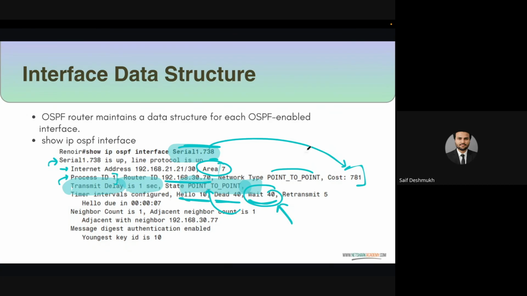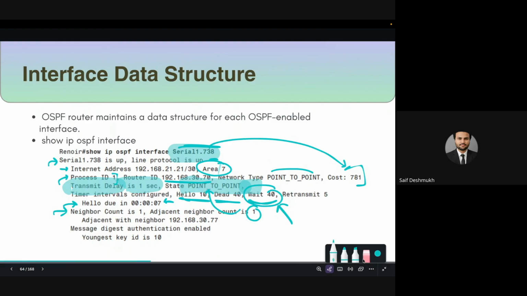The retransmit timer is used as follows: it's going to wait for 5 seconds for acknowledgement, and we're going to retransmit the update packet that hasn't been acknowledged. So the retransmit interval is 5 seconds. What do we have here? This value is going to change every single second: hello due in 7 seconds. It's working in reverse order. I'm expecting a hello packet in 7 seconds, 6 seconds, 5 seconds, changing every second. We have one neighbor count. Adjacent neighbor count is 1 here.